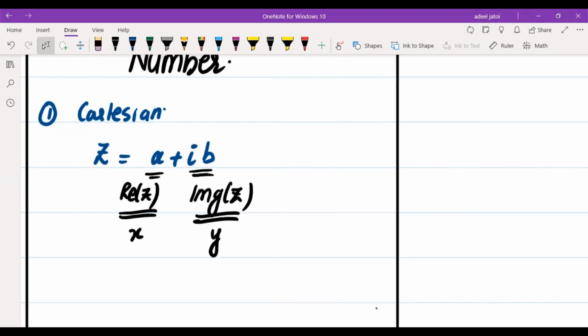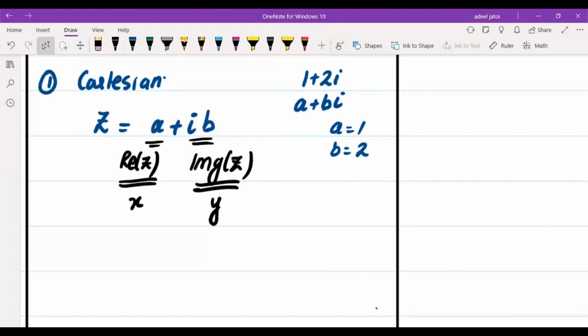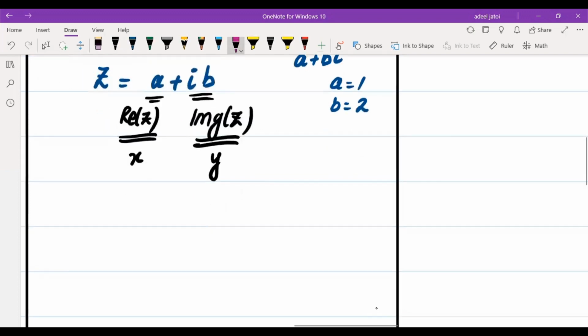So in a normal example question, let's say we had 1 plus 2 iota. This normally is the Cartesian form, which means this is your A and this will be your B. So A is 1 and B becomes what? 2. So this is your normal Cartesian form. This is your first way to represent your complex number.